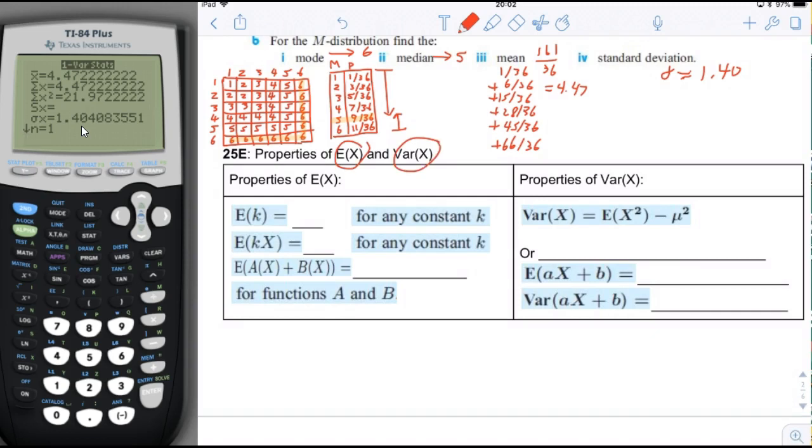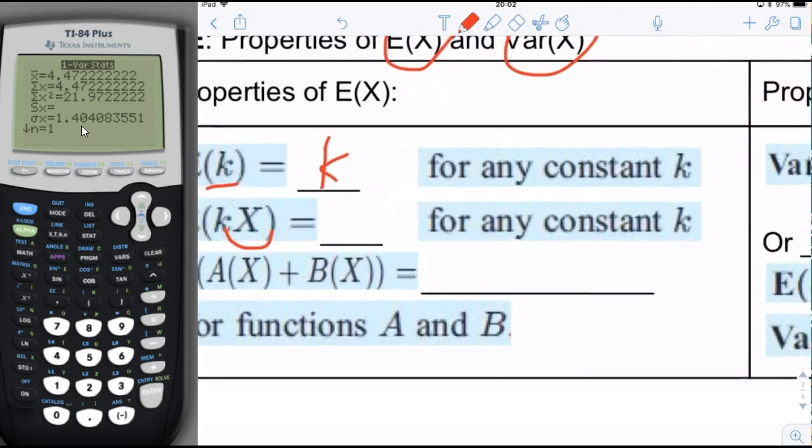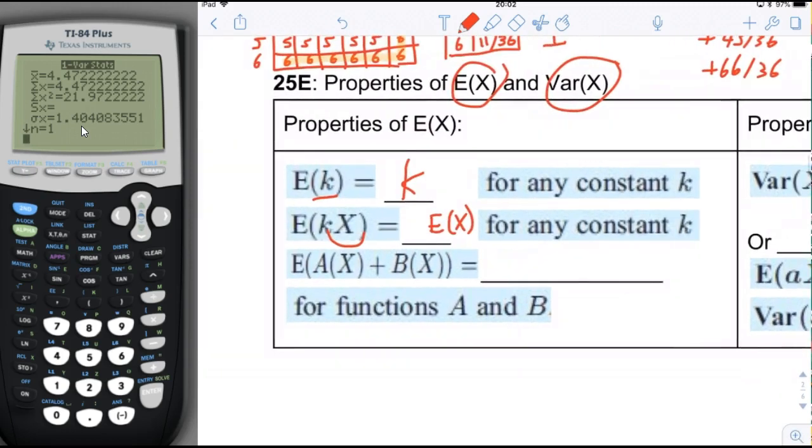So, the expected value of the constant k, which means, if you have a random variable that always gives you the same number, like 3, 3, 3, 3, what's the expected value of that random variable? It's 3, of course, or k, okay? What if you have a random variable x, and it gets multiplied always by a constant? How is that related to the expected value of the random variable itself? Well, it would be multiplied times that value of k.